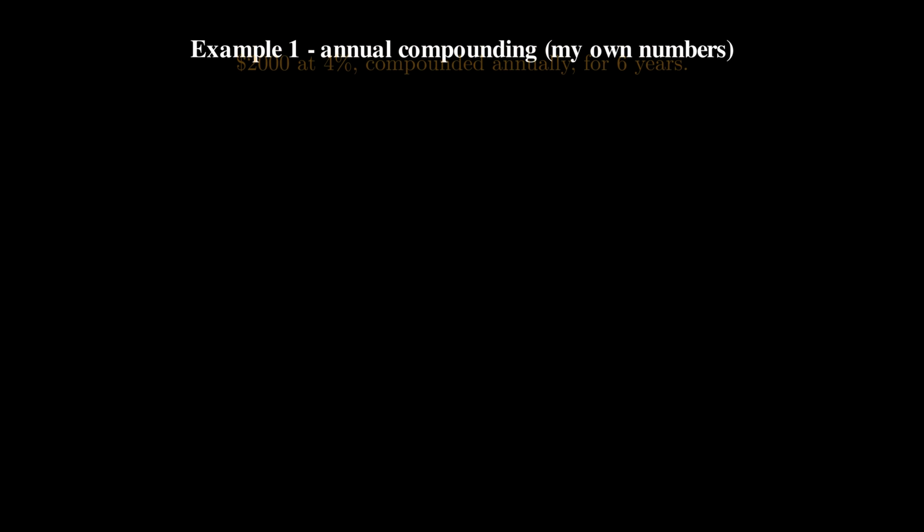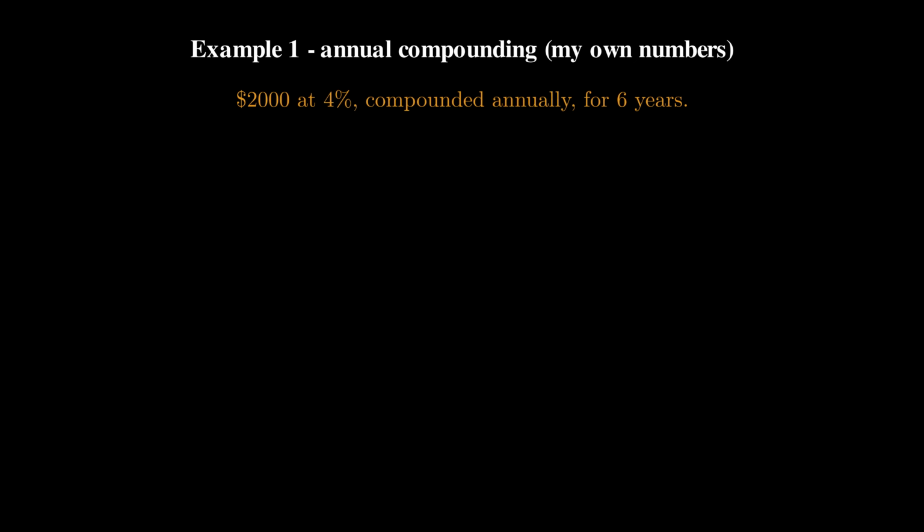Time to lock it in with a ladder of examples. My own numbers, exact IB style, easy to hard. Example 1, annual compounding. $2,000 at 4%, compounded once a year for 6 years.